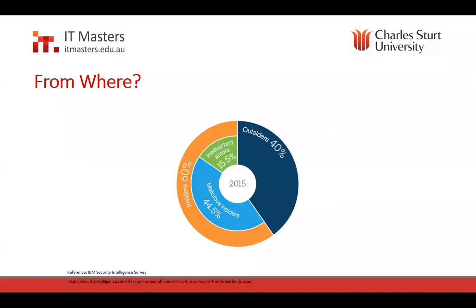So insiders 60%, outsiders 40%. So outsiders, what does that mean? It means attacks from outside your internal network. So that can be from the internet, it can be from extranet partners, it could be from customers, it could even be from computers that you provide for people to walk in off the street and use. Okay, so think of it as attacks on your perimeter, whatever that perimeter may be.